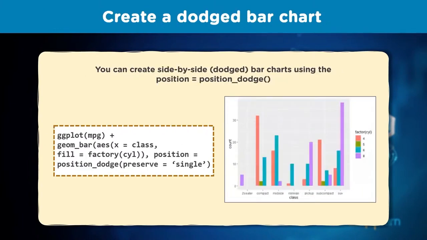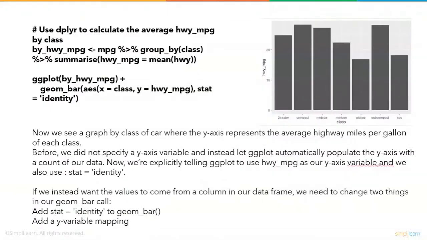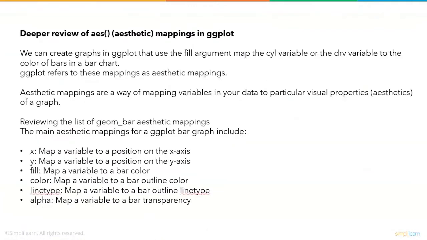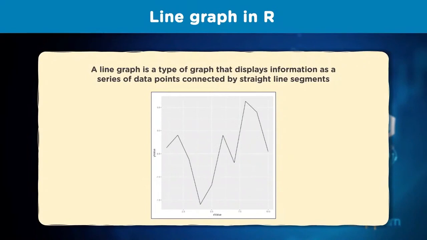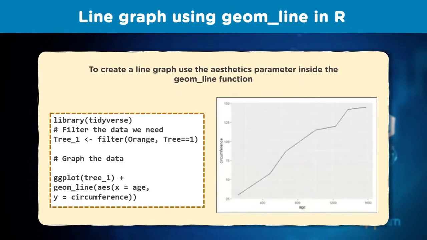You can also have dodged bars in your ggplot, that is, not bar charts which are stacked but next to each other, and you can create that by using position as position_dodge. Okay, now you can obviously use your different packages which are inbuilt, and you can create your bar charts. And you have other kinds of graphs such as the line graph, which is a type of graph that displays information as a series of data points connected by straight line segments, such as this one. And for this one we are using, if you see, geom_line.